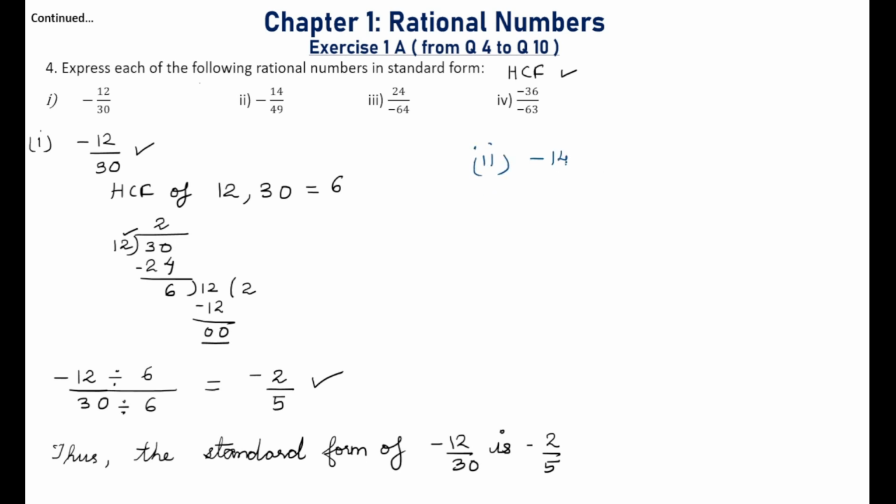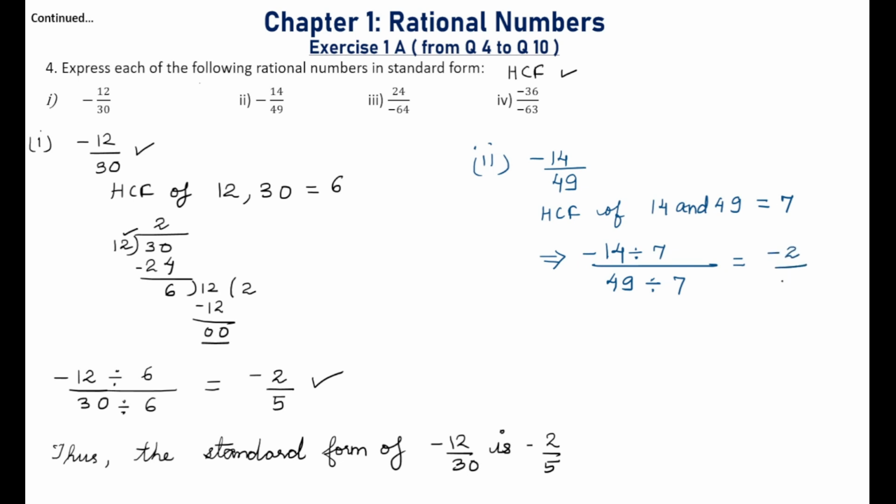It is minus 14 by 49. So it is very easy to calculate its HCF. The HCF of 14 and 49 will be 7, right? And let us simply divide minus 14 by 49 by their HCF, that is 7. Now on dividing, you get here minus 2 by 7. Now minus 2 by 7 is the standard form of this rational number.